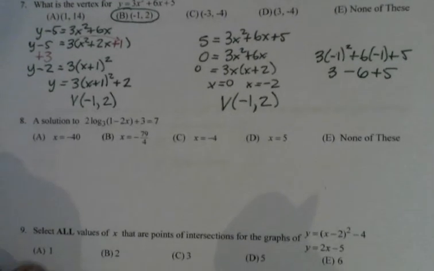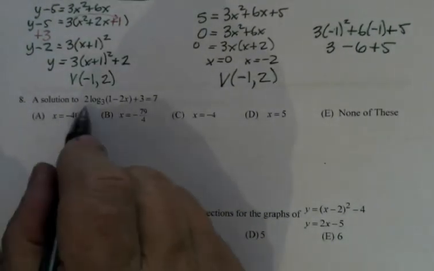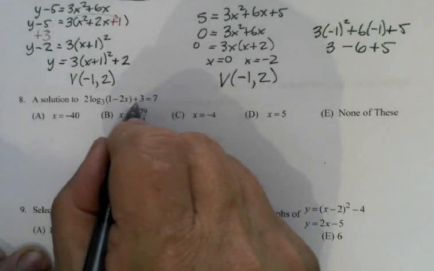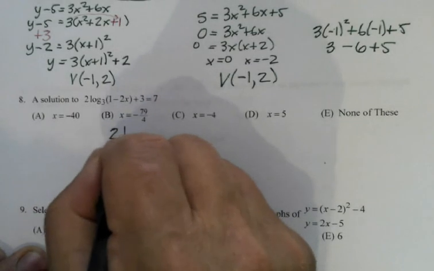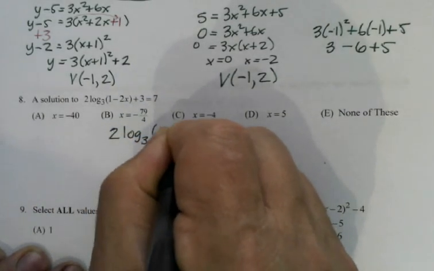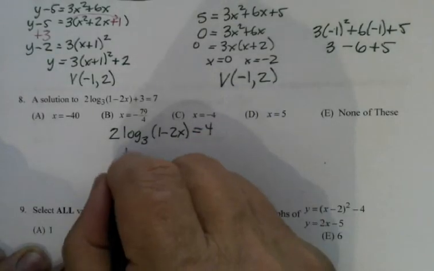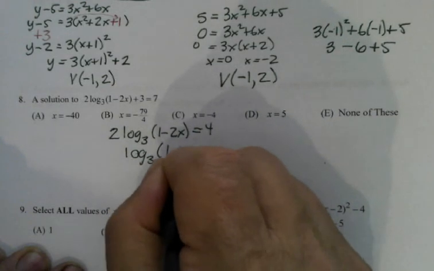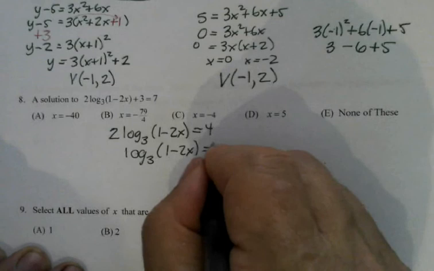Okay, problem number 8. Another log problem. So I'm going to have to get the log by itself to be able to undo it. So the first step I'm going to do is subtract 3. So 2 log base 3 of 1 minus 2x is equal to 4. Log base 3 of 1 minus 2x is equal to, divide both sides by 2.